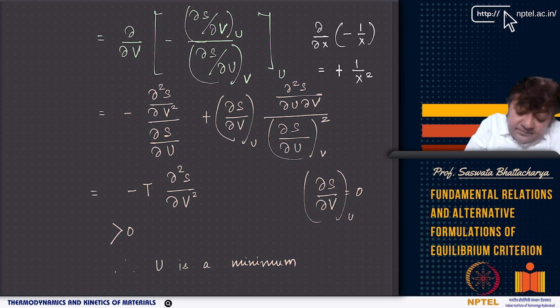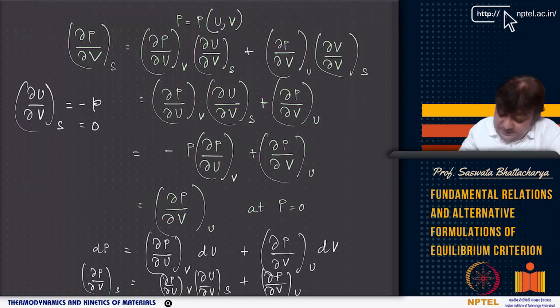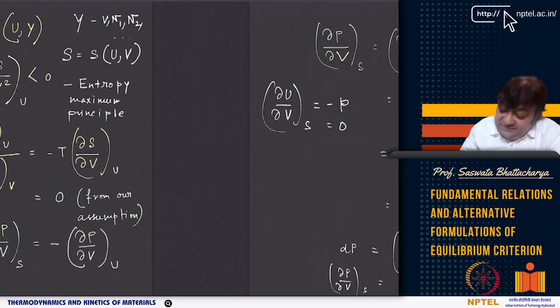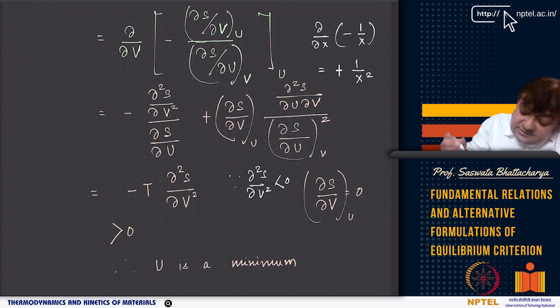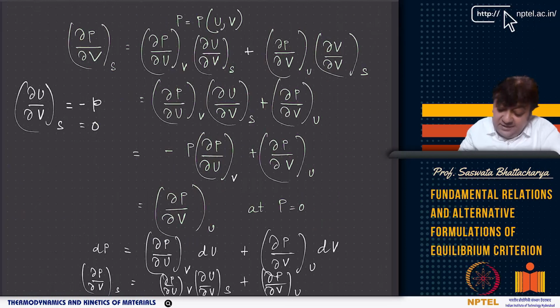And del 2S del V square, from the entropy maximum principle, is less than 0. So del 2S del V square is negative, and with the minus sign in front and T positive, the term is positive. What is this term? The term that we are talking about here is del 2U del V square at constant S.